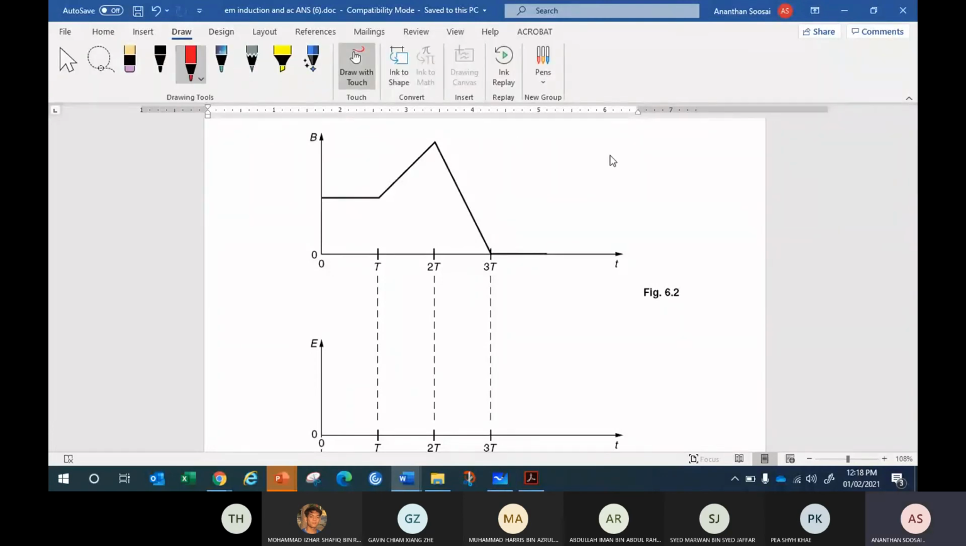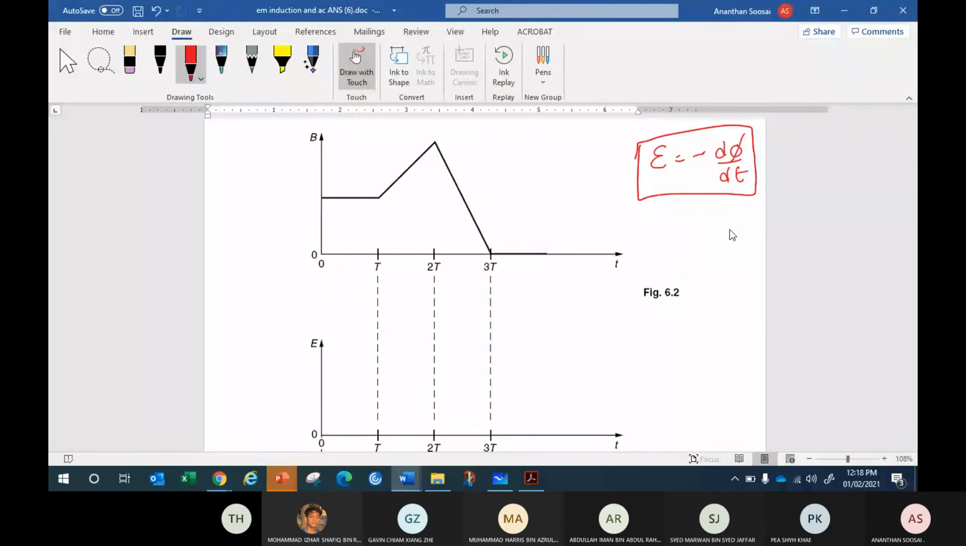What must be in your mind? EMF equals negative dψ over dt. Please consider the negative when you plot the graph. Okay, use this: flux is BAN. The B is found to be proportional to I. This is the story.